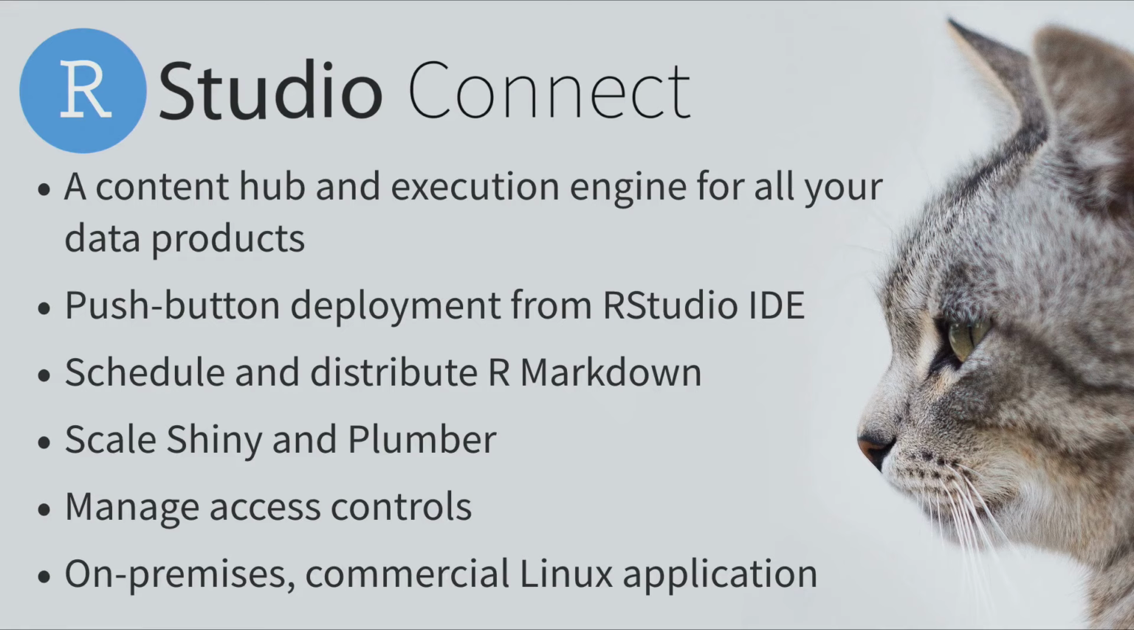You can schedule and distribute R Markdown content. And so now you get an easier way to operationalize some of the content that you produced. You can handle the scaling problems that we've been discussing all morning around Shiny applications, to be able to send more and more traffic towards Shiny or Plumber APIs that you've deployed. And one of the more important features, you can manage access controls. You can actually go in and say, these users or these groups should be able to access this report, but nobody else is going to be able to see it.